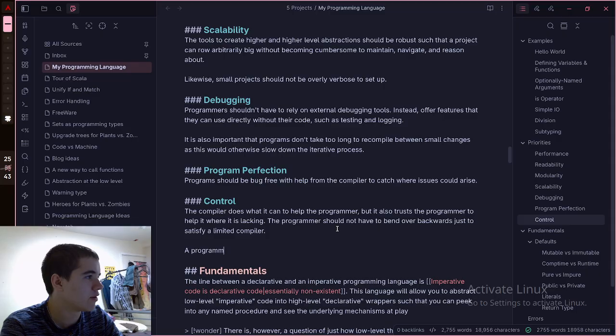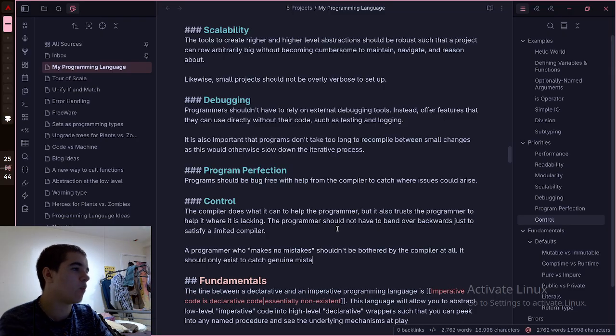A programmer who makes no mistakes shouldn't be bothered by the compiler at all. It should only exist to catch genuine mistakes made by the programmer.